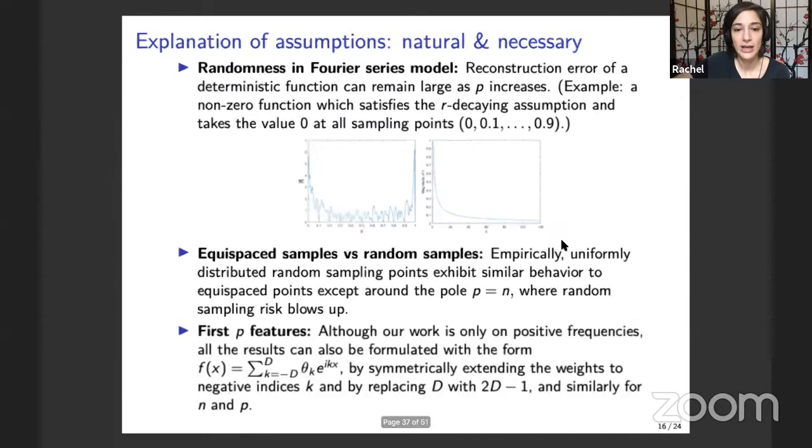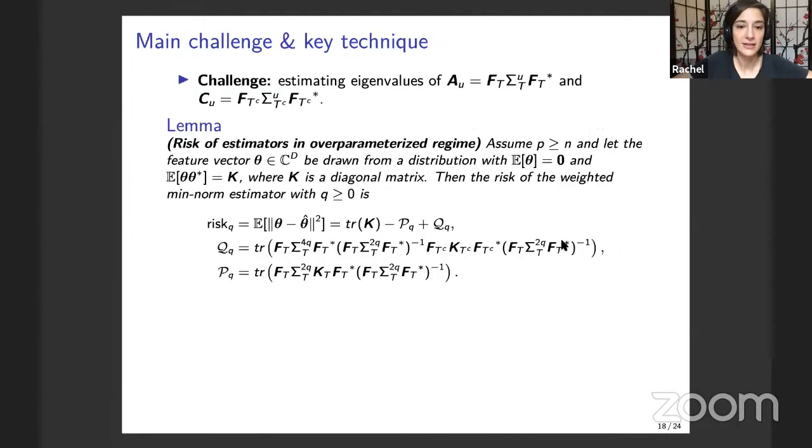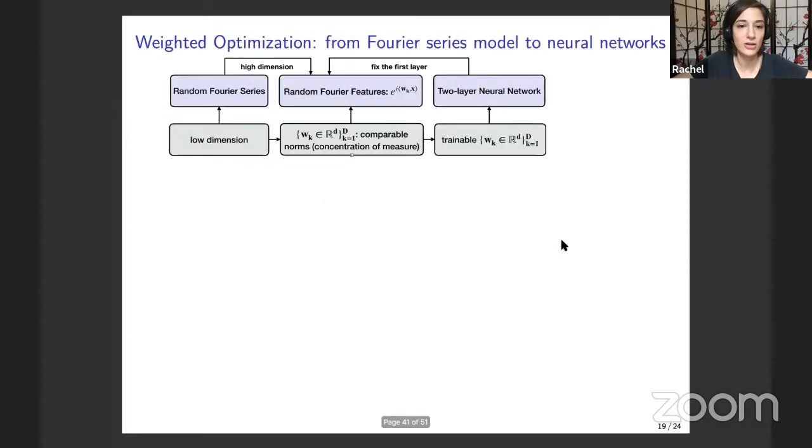But it'd be nice if we could get some theory for random samples instead of equispaced samples. And we basically generalized some sort of first results in this paper I mentioned of Belkin et al., which only considered isotropic features. So we sort of generalized that. There are challenges that are technical.